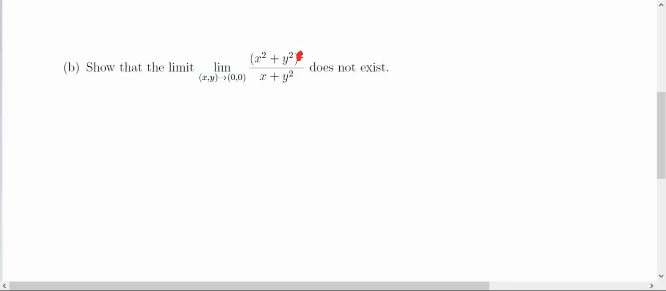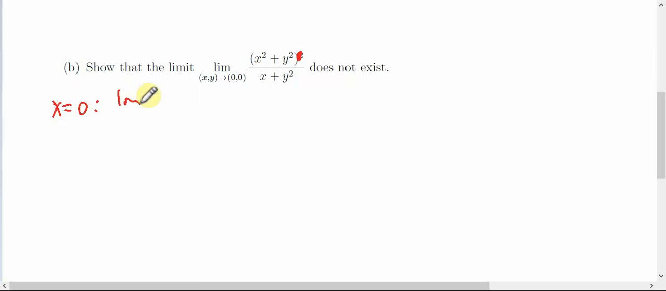Well, it's easy enough to do x equals 0 and y equals 0, and you kind of look ahead of time. If I let x equal 0, I'm just going to be taking the limit of y squared over y squared, which is going to give me 1. And if I let y equal 0, it's going to be x squared over x squared, which is going to give me 0. So really not much work to do here. You can use the two basic ones. So I'm going to let x equal 0.